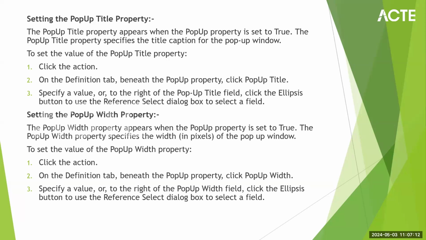click on the ellipsis and use it. Suppose you have a value directly, you can give the caption title directly. If not, then you can map to any of the fields where the caption is already created.